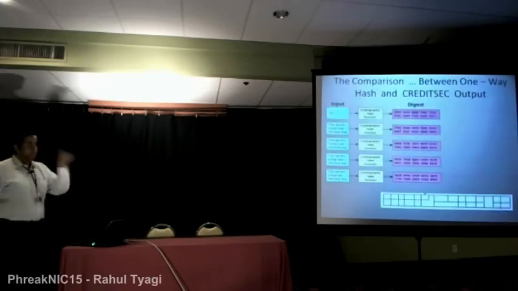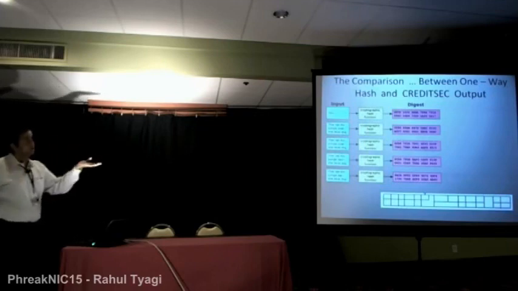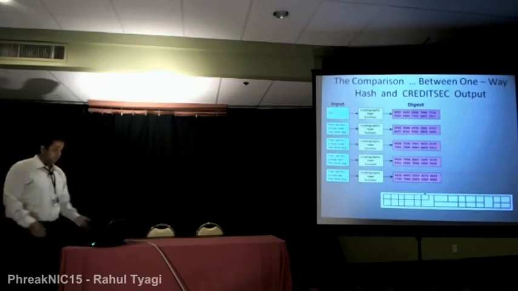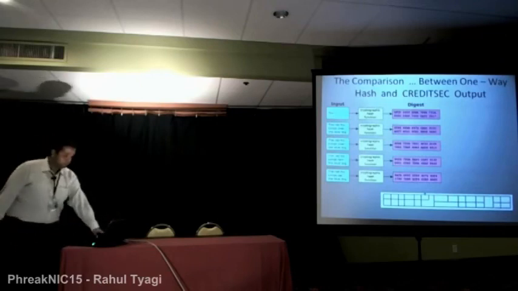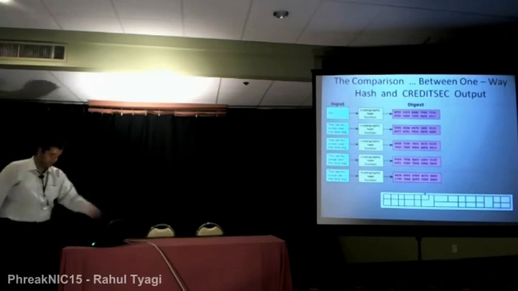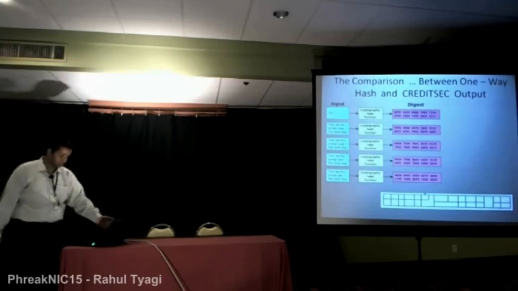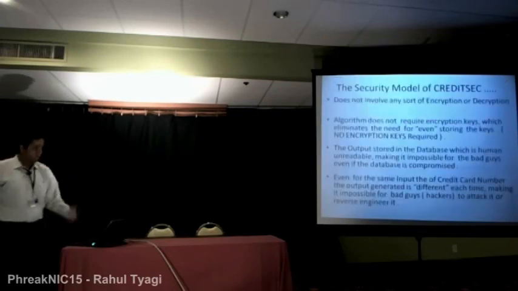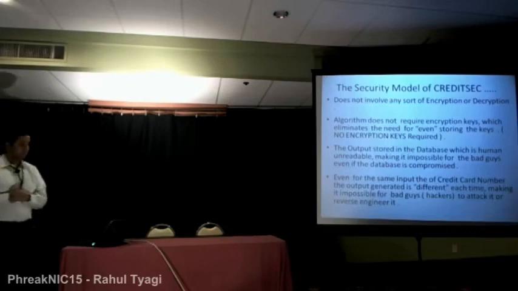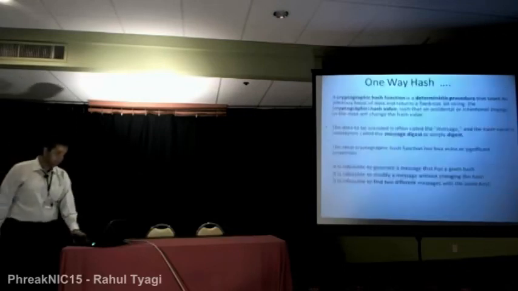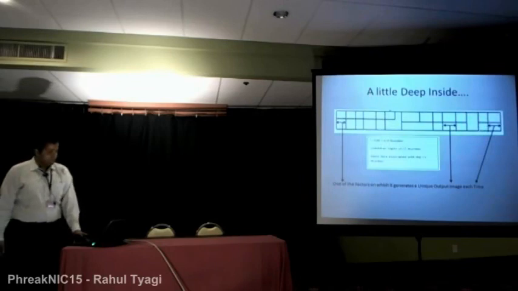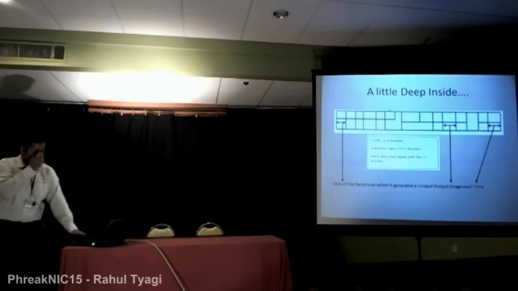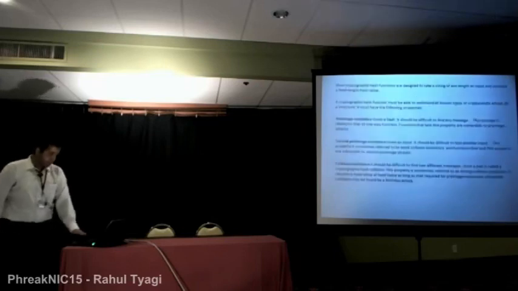If you compare this visualization with the hashes, the digest that you get, you can see that instead of a digest you would get something like this. Like I said, it does not use any sort of stored parameters. It's not stored anywhere. It's implicit with the credit card number.